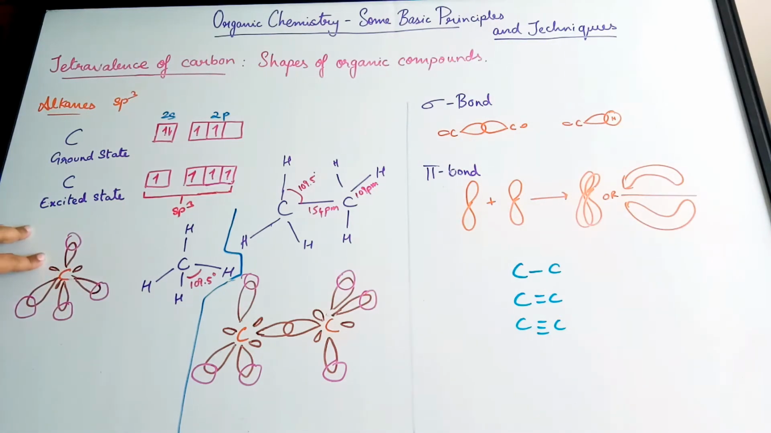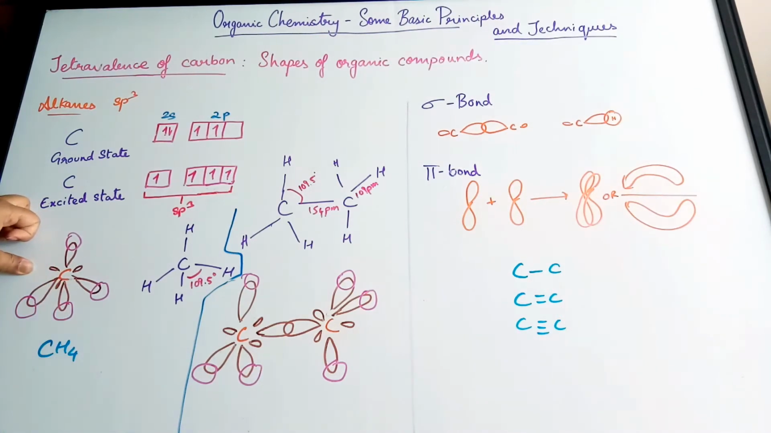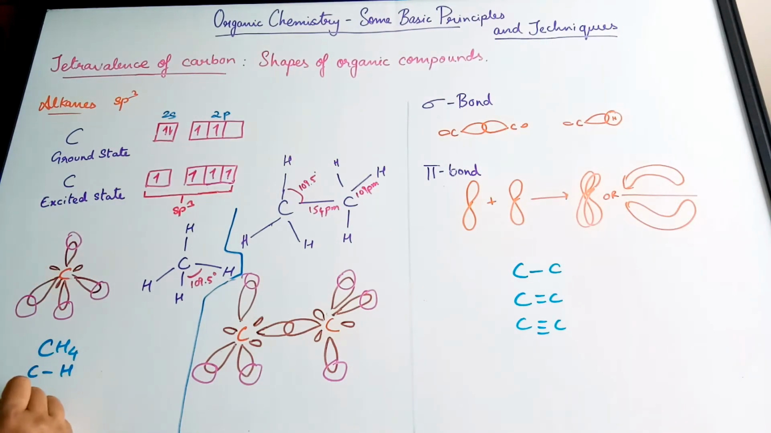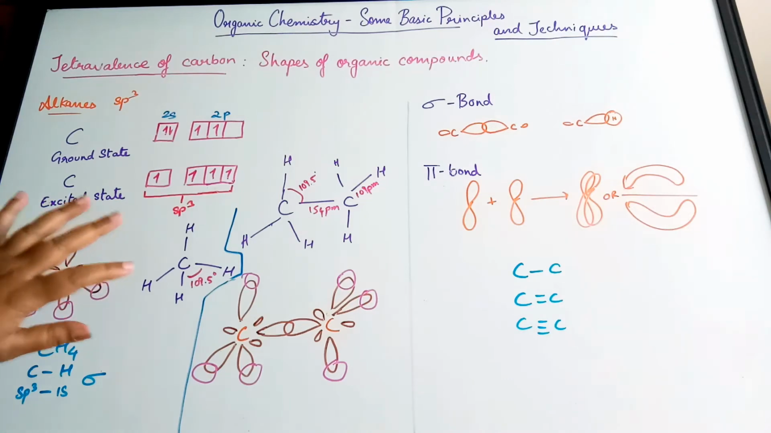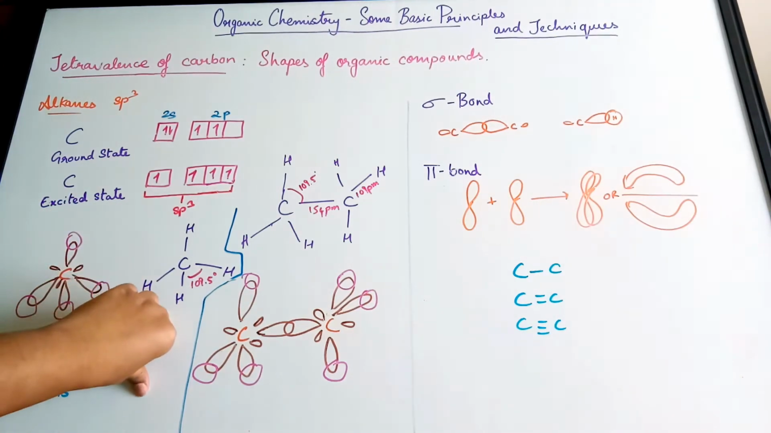So here we have methane. Methane's molecular formula is CH4. So here this carbon atom is bound to 4 different hydrogen atoms, and the sp3 hybridized orbital is bound to the 1s hydrogen orbital, and this leads to the formation of a sigma bond. This is a tetrahedral shape and its bond angle is 109.5 degrees.